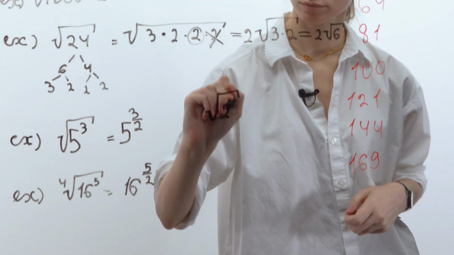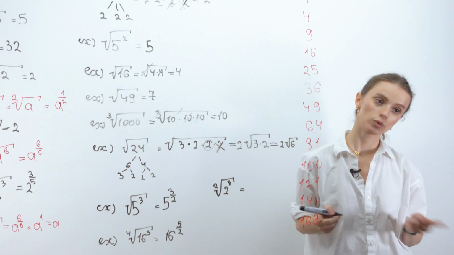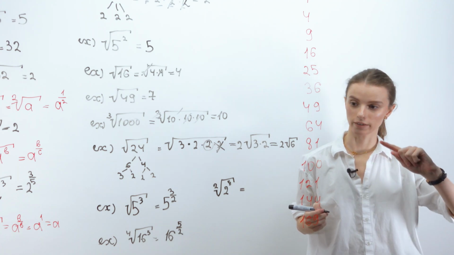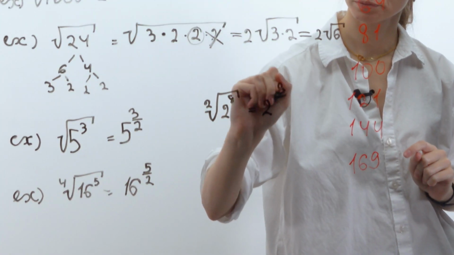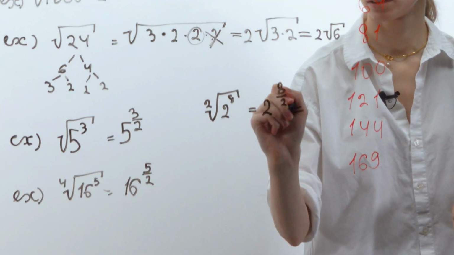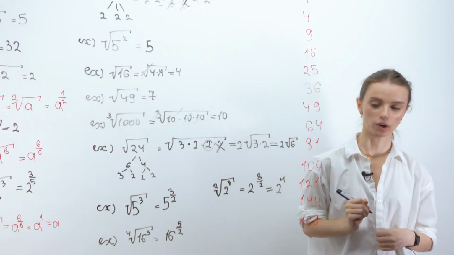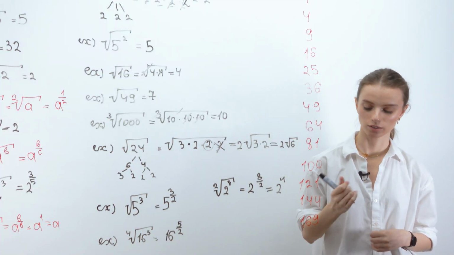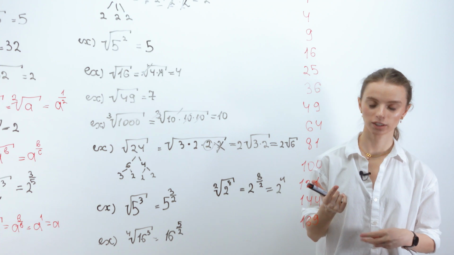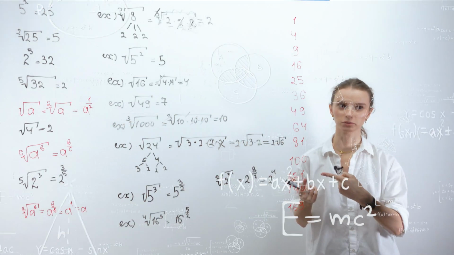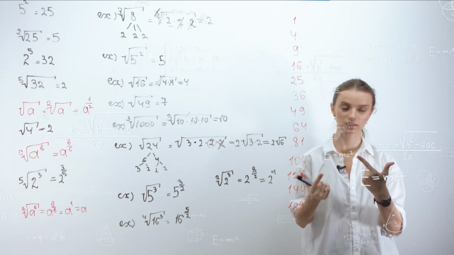Let's do our last example. I have 2 to the power of 8 and square root of that. What is going to happen? I'm going to divide 8 by 2. And what number is that? That will be 2 to the 4th power. And what is 2 to the 4th power? 2 times 2 is going to be 4, times 2 is going to be 8, times 2 is going to be 16.